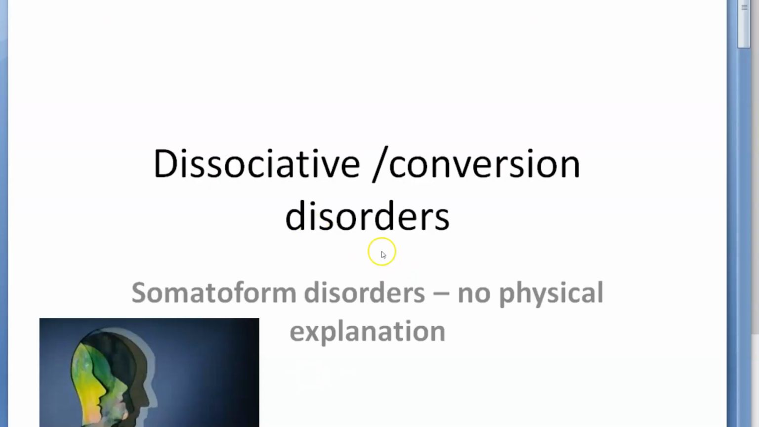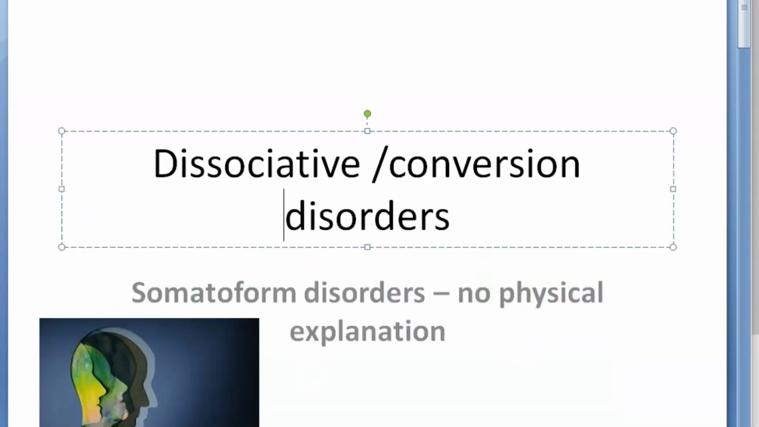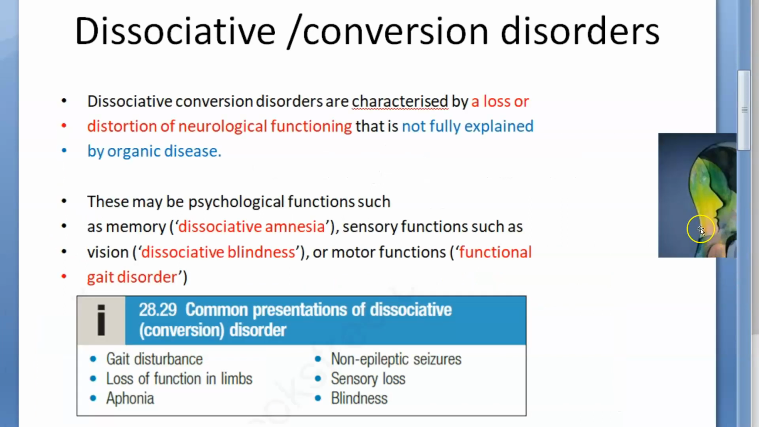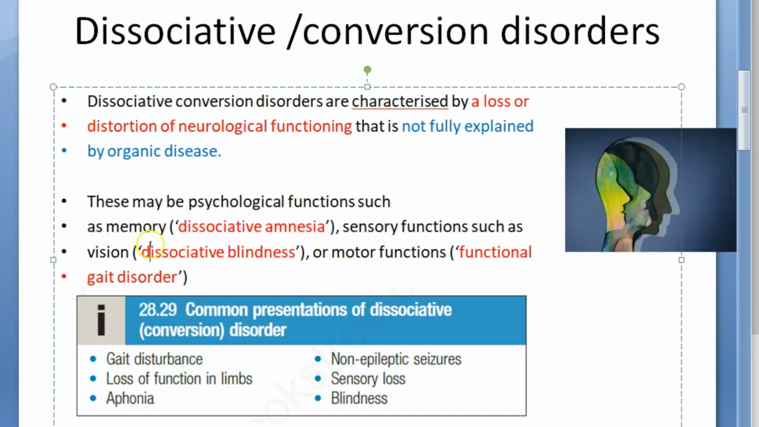See, dissociative or conversion disorder, they are saying somatoform disorders. There is no physical explanation for this. So there is some loss of neurological function or distortion of neurological function, but there is no disease at all. Like these people have some amnesia, dissociative blindness. So basically, there's nothing wrong, but they'll be walking in a strange way, functional gait disorder.